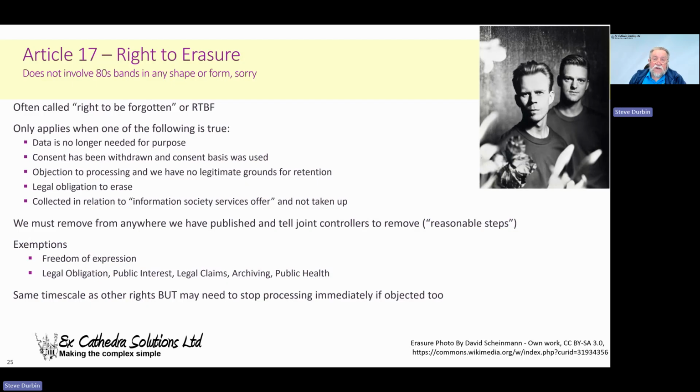The only one where commonly you have to erase is where you were doing it by consent and they withdrew consent. In that case, you immediately have to erase the data, but that doesn't change the legality of what you previously did with it. If we've given it to anyone else or we published it, we have to remove it from those places as well and tell anyone that we shared it with to remove it. That's reasonable steps. It's one reason why record keeping is so important on these things. There are exemptions. There are loads of them again. Freedom of expression is one.